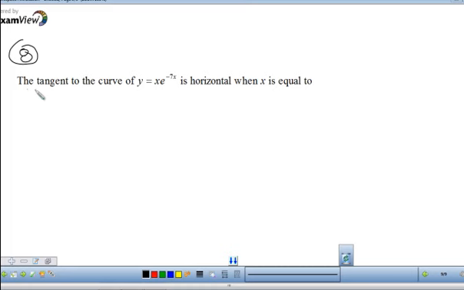Okay, number 8 says the tangent of the curve y equals x times e to the negative 7x is horizontal when x is equal to. Okay, so it's horizontal when the derivative is equal to 0. Because remember, horizontal means going left and right, so that means that the slope has to equal 0. So the slope of the tangent line has to equal 0. So I'm going to find the derivative, set it equal to 0, and solve for x.